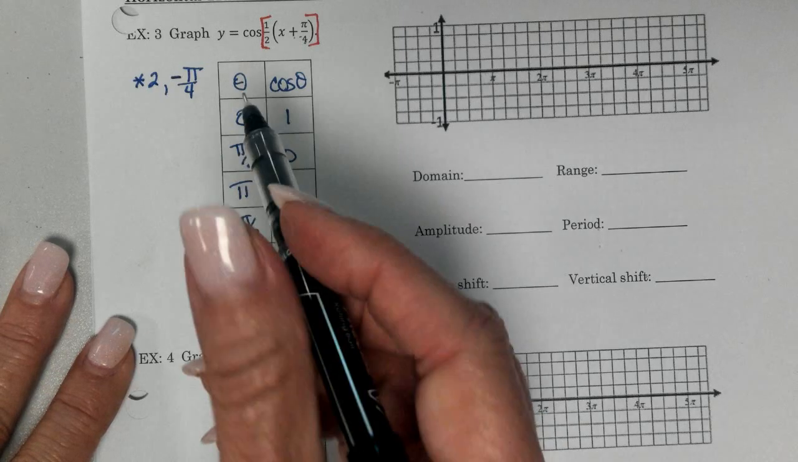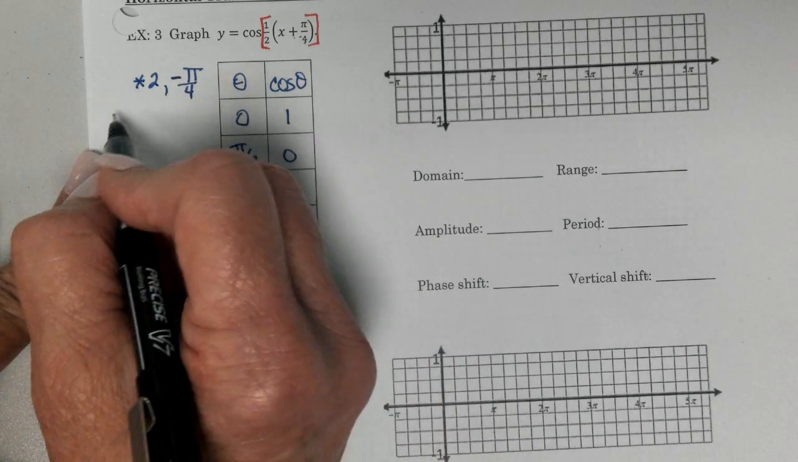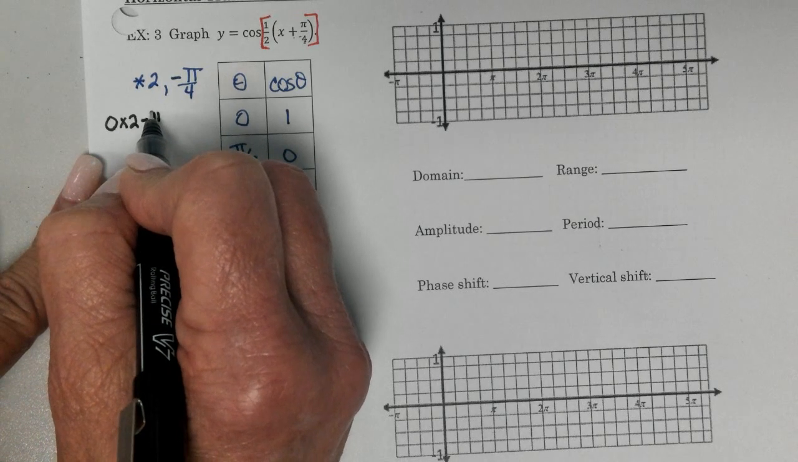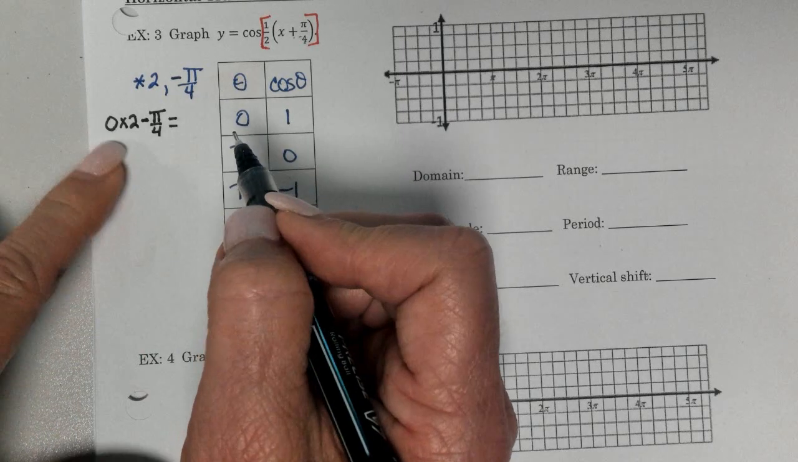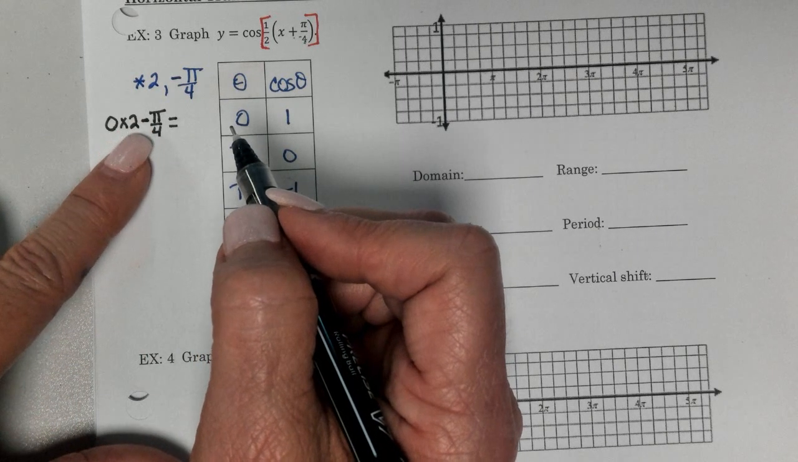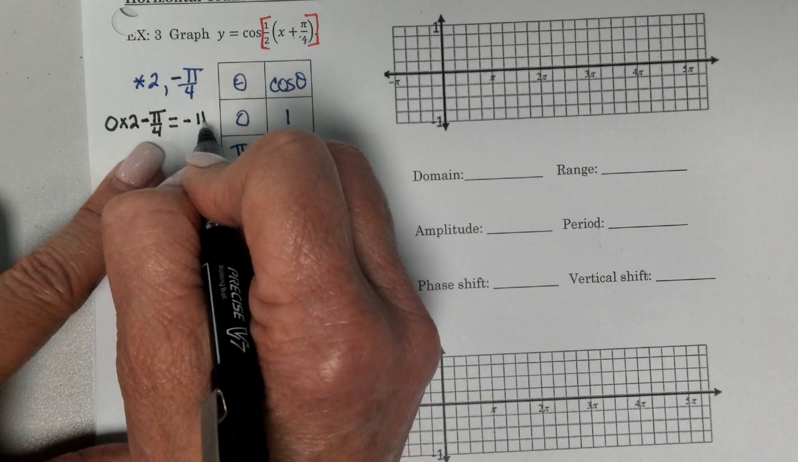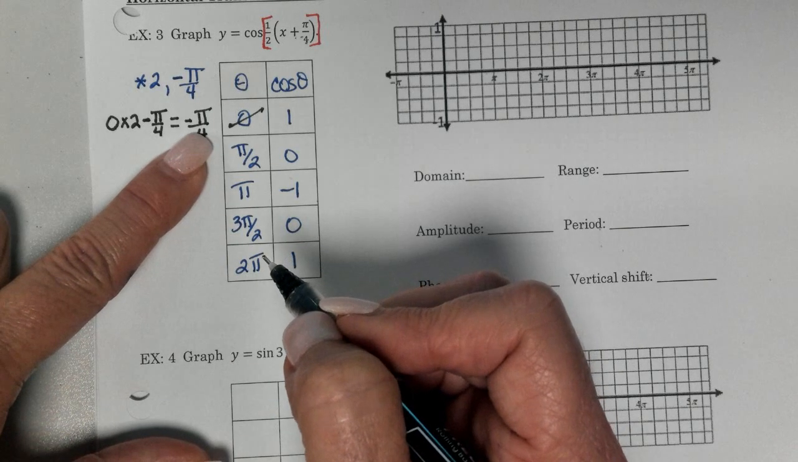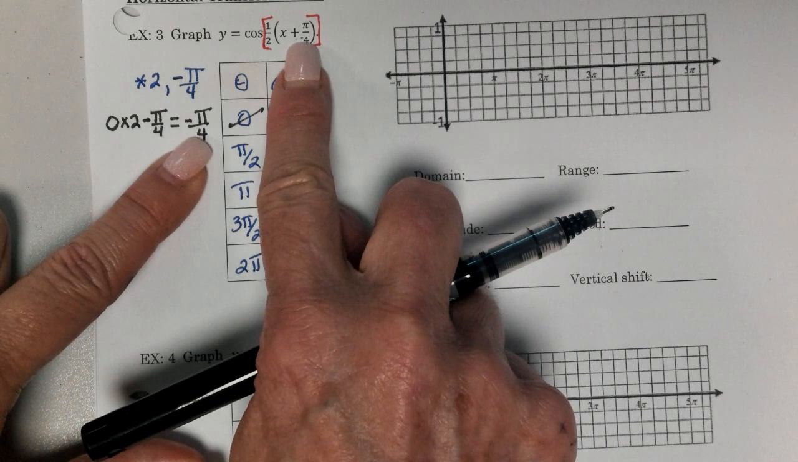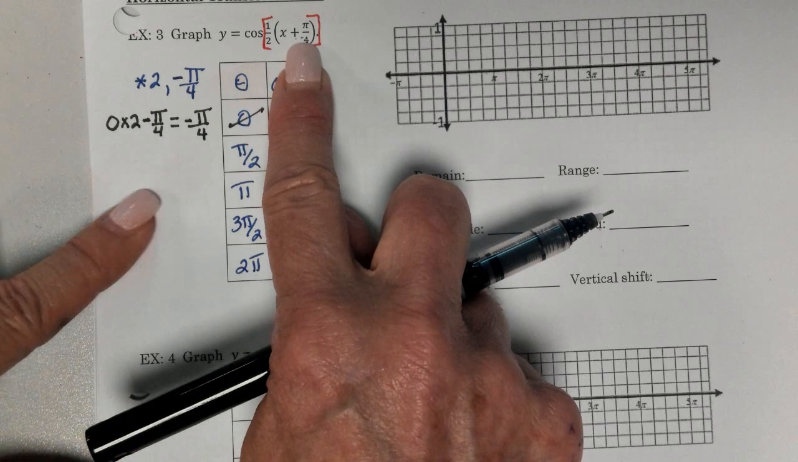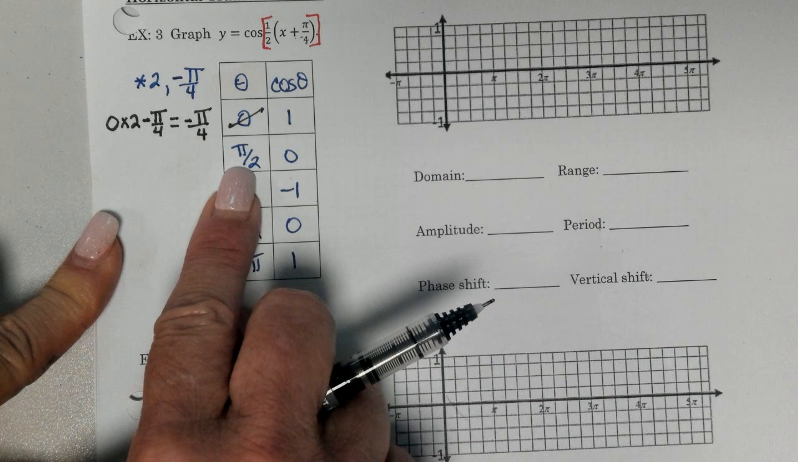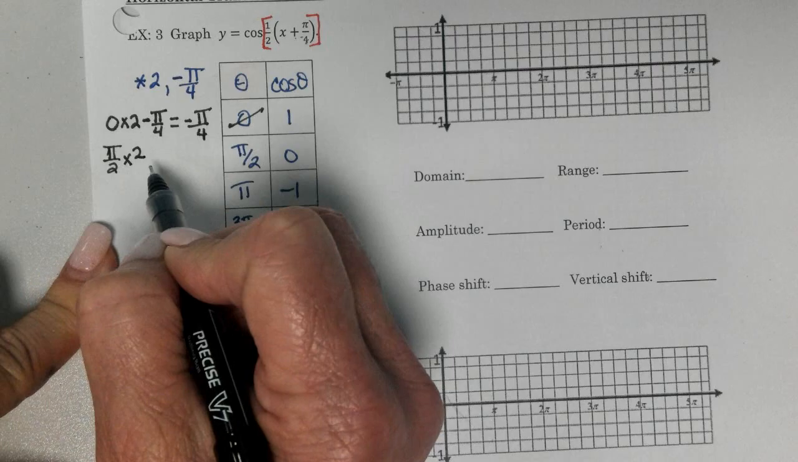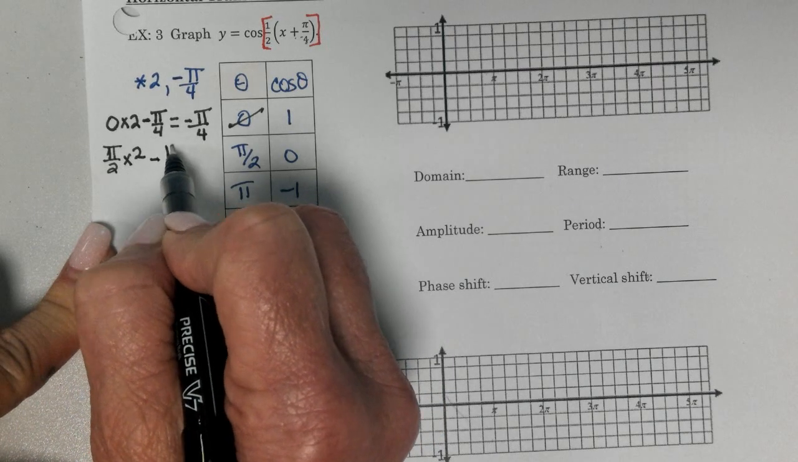All right, now I'm going to take this angle, 0, I'm going to multiply it times 2, and then I'm going to subtract pi over 4. 0 times 2 is 0. 0 minus pi over 4 is a negative pi over 4. So that is going to be where I end up starting. Why? Because I shifted horizontally. Then I'm going to take my next angle of pi over 2. I'm going to multiply it by 2. And then I'm going to subtract pi over 4.